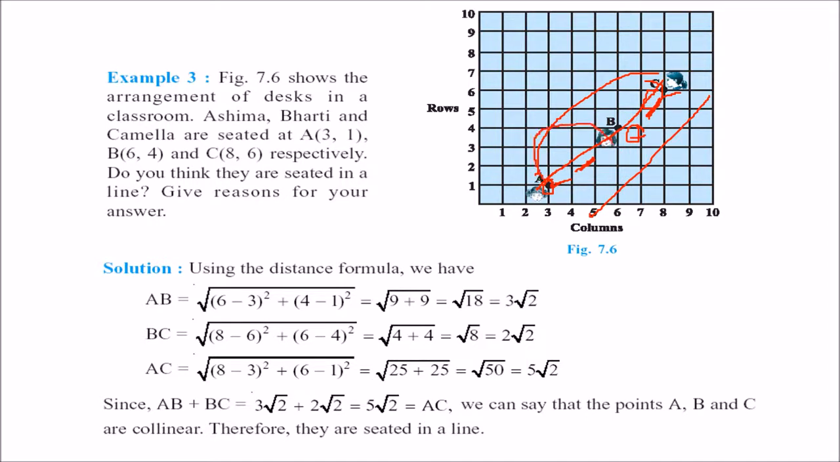So let us find out the distance AB. You have 3, 1 and 6, 4. So the distance will be 6 minus 3 whole square plus 4 minus 1 whole square under root.